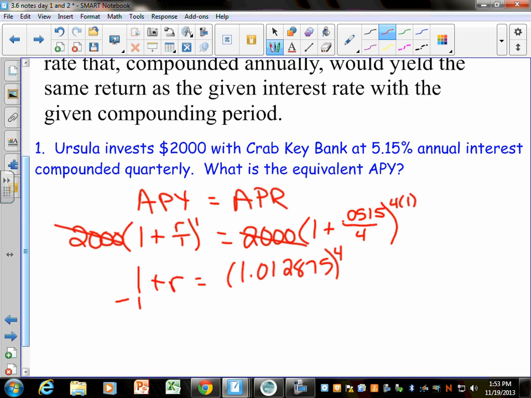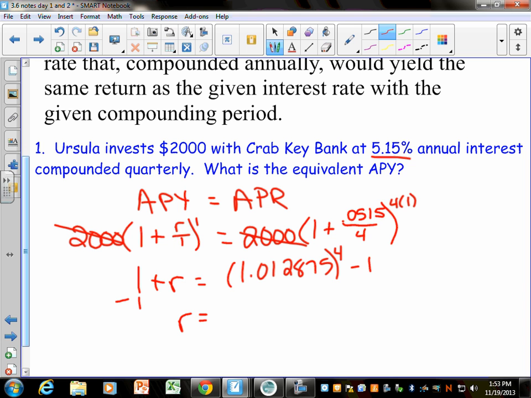Subtract 1. And again, you could go ahead and do it to the 4th power. I just tend to wait till the end. What you should get is a rate, which means it should be somewhere comparable to 5.15%. If you got like 20% here, there's a big problem. It should be somewhat close.